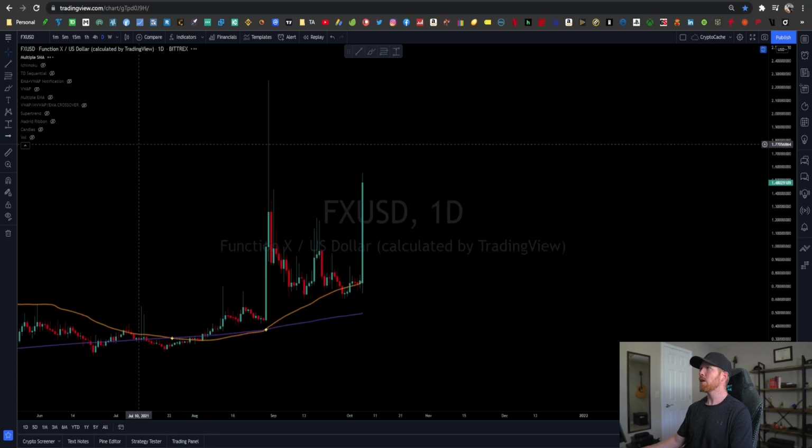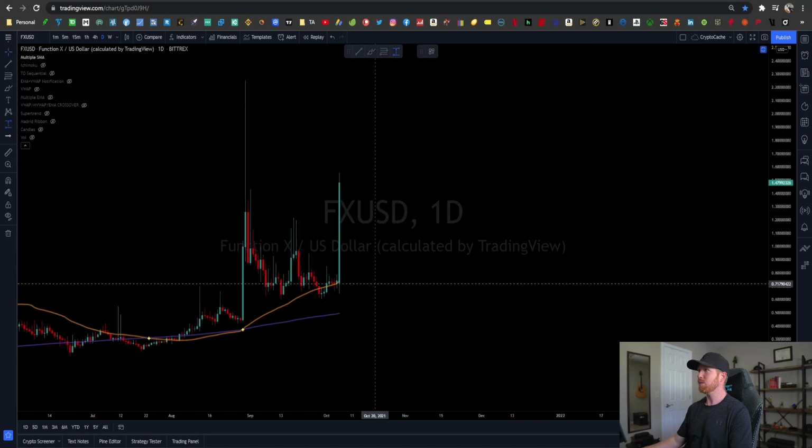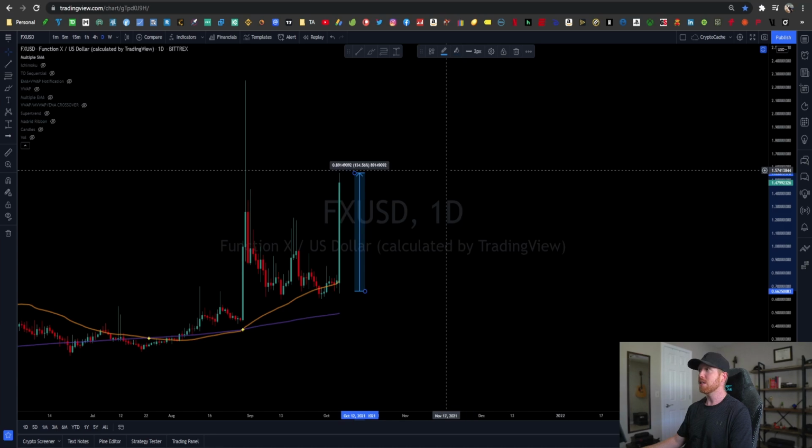All right, let's go ahead and take a look here at FunctionX, which is FX. Again, thank you to my community members for requesting that I cover this. I got a lot of requests for this one here today. I can see why, because obviously it's a pretty significant increase. Let's see what kind of percentage we're looking at here. From bottom to top, 135% in one trading day.